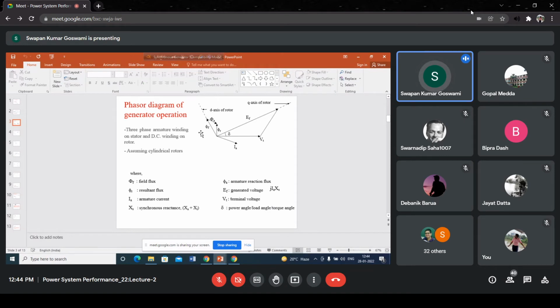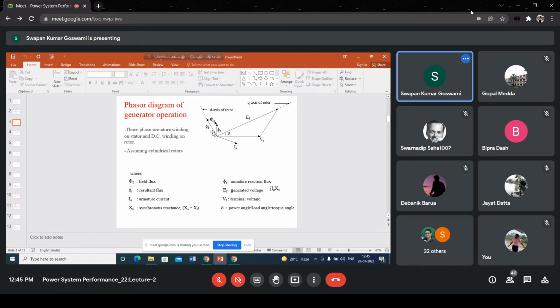If you put your fingers in the direction of the current around the winding where the current is flowing, obviously the thumb will represent the direction of the flux created. So this is the direction of the flux, IF, the direction of the flux that is created because of the flow of field current in the pole winding.